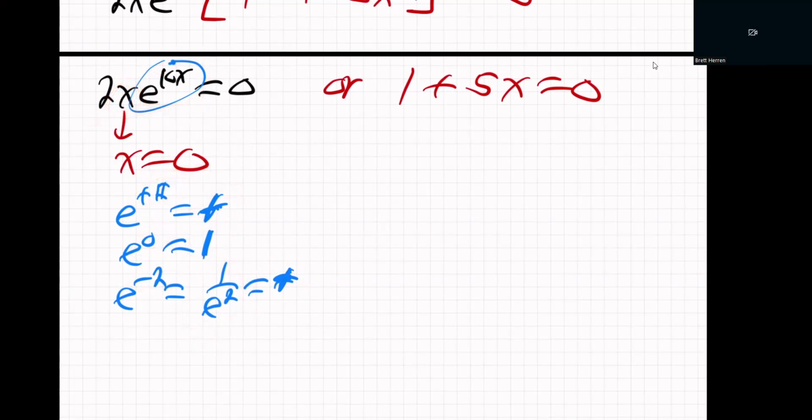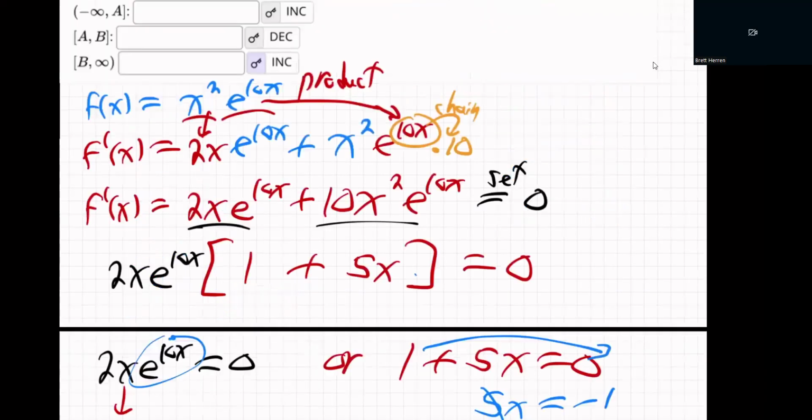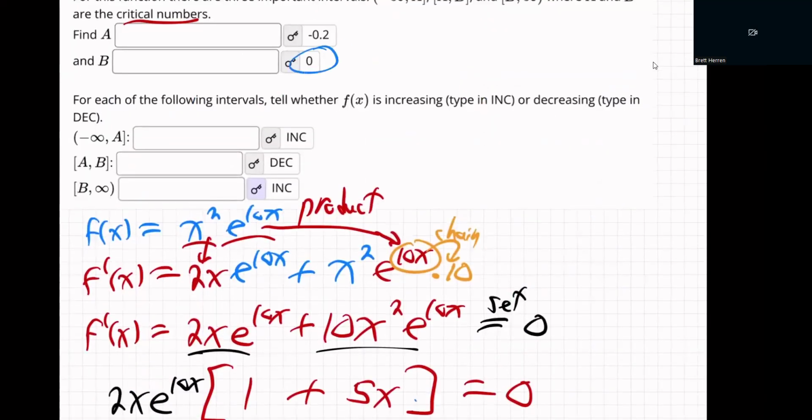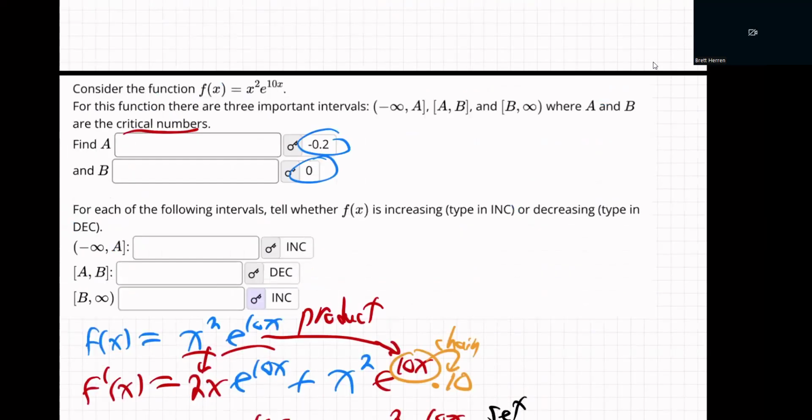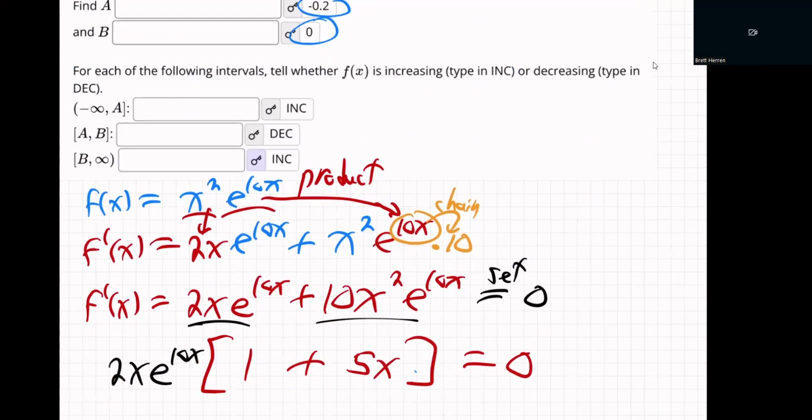So there we go. And then bump this over. 5x is -1. Divide by 5. Boom, -1/5. I'll make that -0.2 in decimal. Okay, so there's the two answers in order. They want the lower one first, a first, then b. Now they want the intervals where it's increasing and decreasing. Well, you know that means f prime positive for increasing, f prime negative for decreasing.